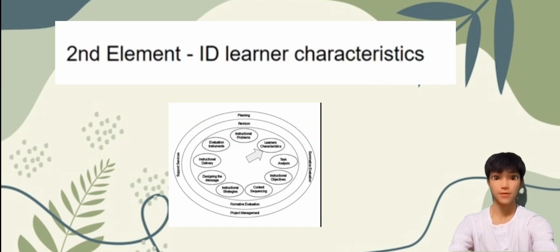Second element, learner characteristics. Who are you teaching? How do the characteristics of your students impact the planning process? What needs to be learned? And how to learn it? Example, students' background, prior knowledge, ages, and etc.